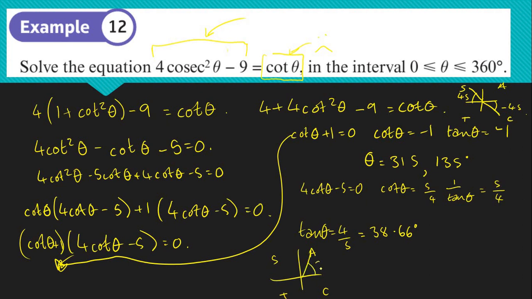So there's 38.66, and so it'll be in there as well. Okay, 38.66 plus 180 will be 218.66 degrees. So all of the values for theta will be 38.66, 218.66, 315 degrees and 135 degrees. Okay, job done.